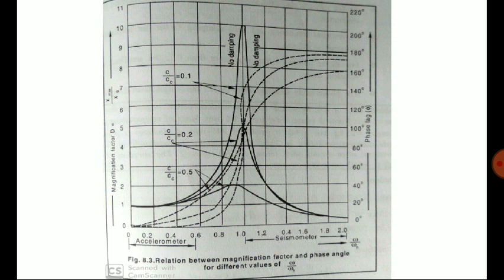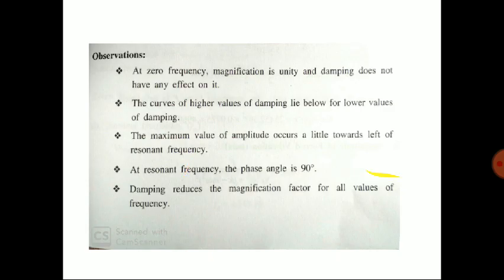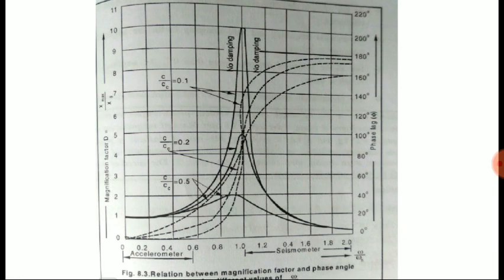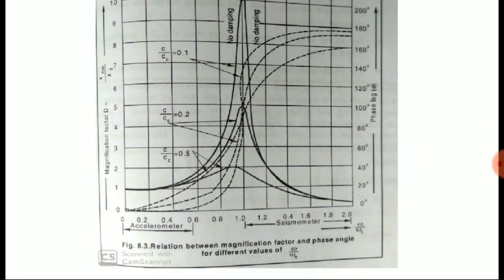If you look at the left and right of this maximum value of D, you can see omega by omega n changes from 1. And when you check the c by cc value also, when the dynamic magnification factor increases, c by cc decreases.